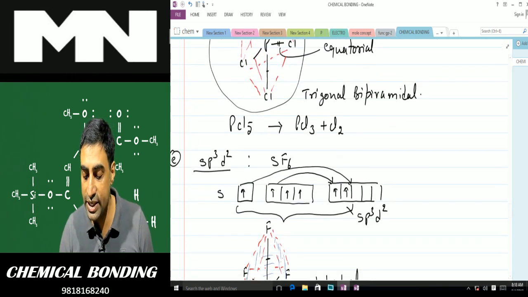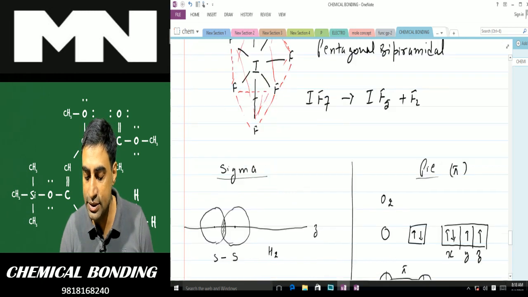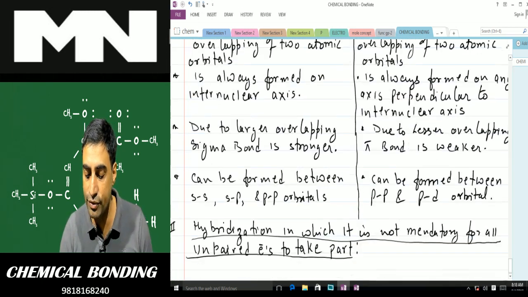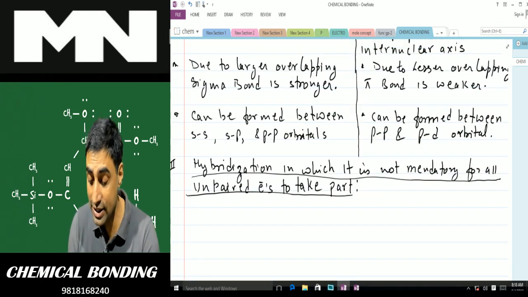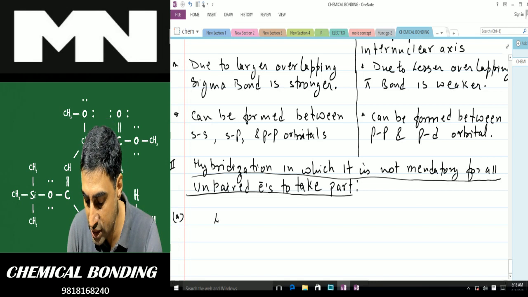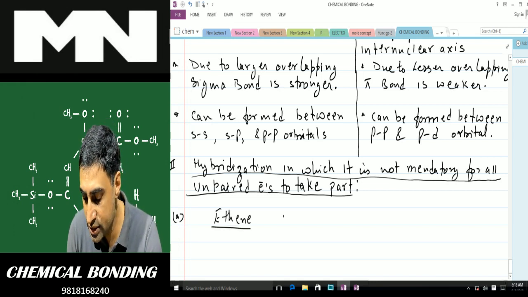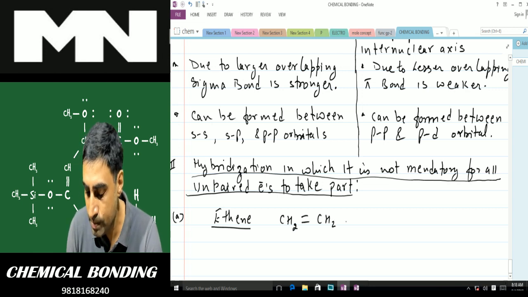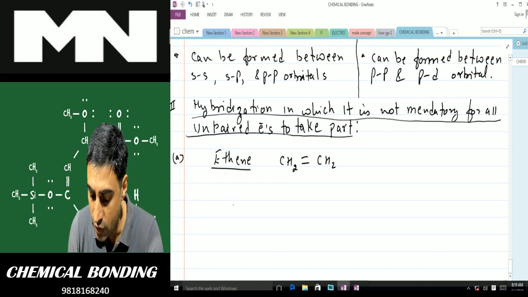Now today we'll see alkenes and alkynes. For that I'll give you an example of say ethene. So we'll see first the hybridization for ethene. Ethene is CH2 double bond CH2. We'll see how this compound is formed.